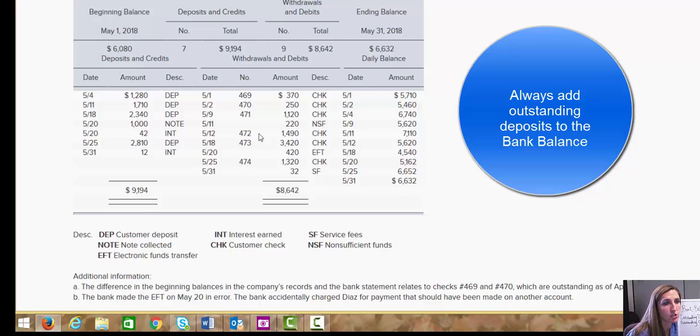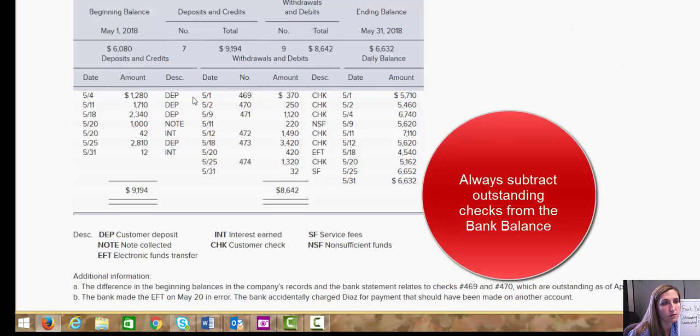Also, I looked through my checks in the middle here, and checks 469 and 470 were written back in April, and they're now clearing in May. That is okay. Those are not reconciling items for us. We don't have to list them on the reconciliation.